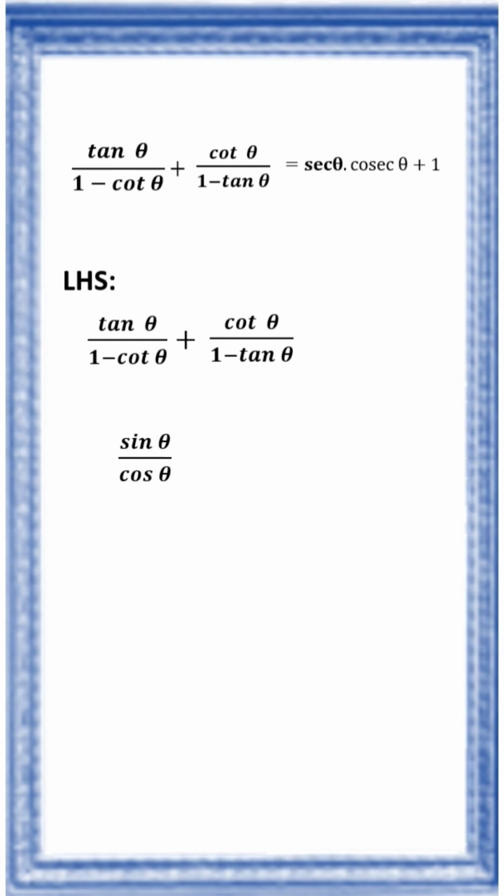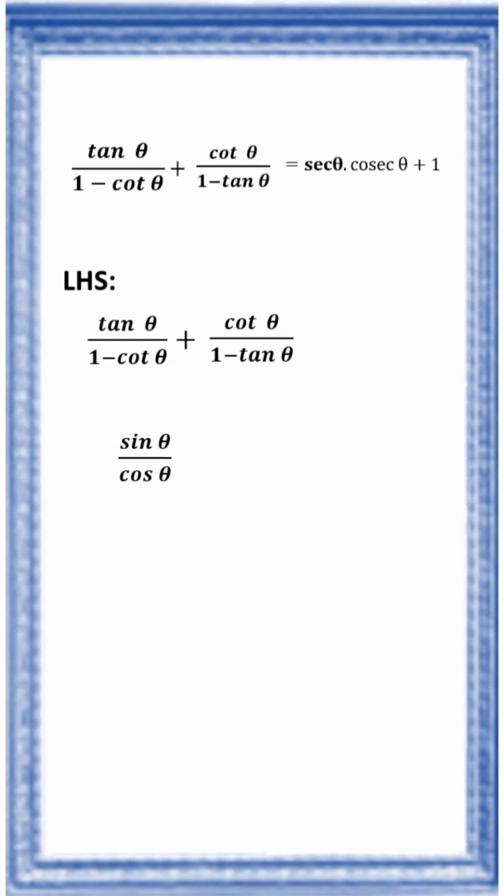Now let us solve question number 30, which is taken from the chapter trigonometry. Tan theta upon 1 minus cot theta plus cot theta upon 1 minus tan theta is equal to secant theta cosecant theta plus 1. Now LHS is tan theta upon 1 minus cot theta plus cot theta upon 1 minus tan theta.